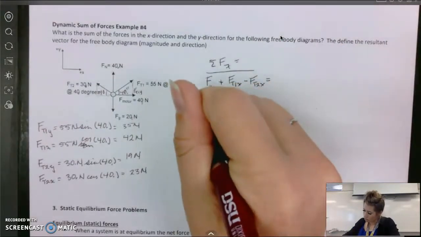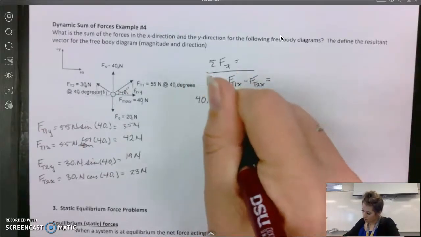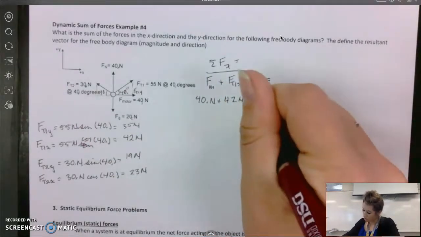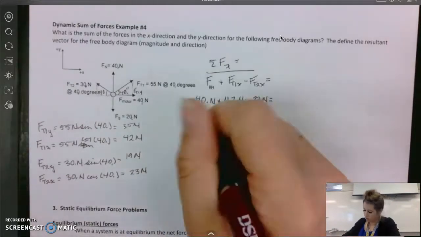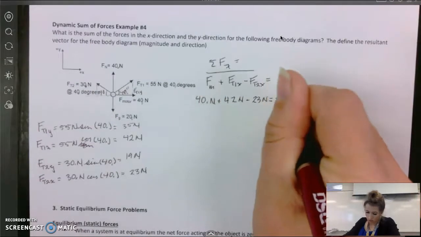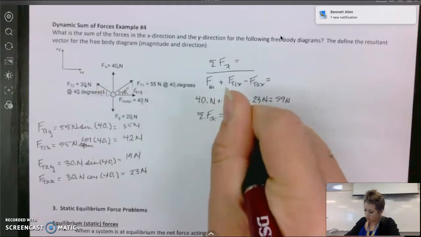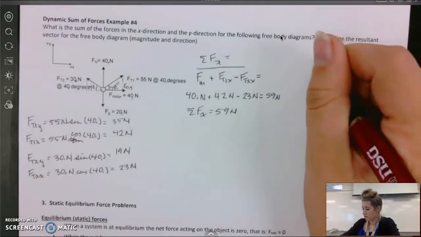The force of the motor was 40 newtons. The force of tension 1 in the x was 42 newtons. And then force of tension 2 in the x, that was 23 newtons. Okay. So that would be 40 plus 42 minus 23, 59. So the sum of the forces in the x direction are equal to 59 newtons. Okay. Now let's look at the sum of the forces in the y.